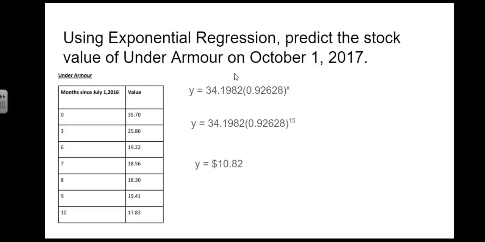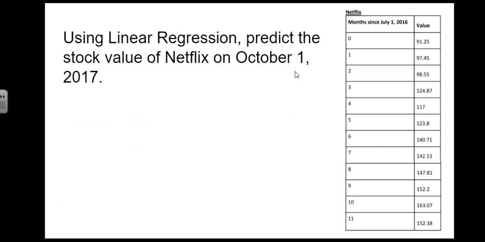So I have $10.82 for the stock value. And when I do this, I do want to check to make sure $10.82 is reasonable, which it looks like it is since my values are decreasing. Let's take a look at one more example. Using linear regression, predict the stock value of Netflix for October 1st, 2017.